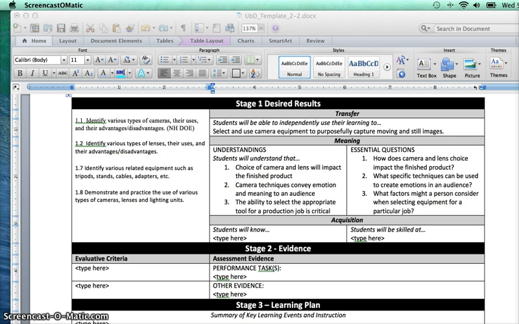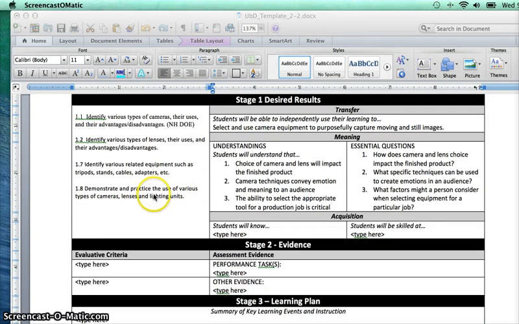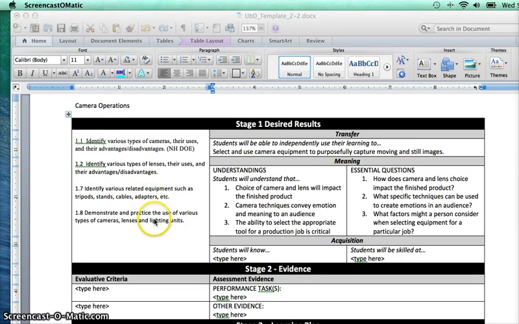After we got done yesterday, I went through and looked at my competency list again, and I found another competency, 1.8, demonstrate and practice the use of various types of cameras, lenses, and lighting units, that I thought also informed this particular unit on camera operations. Now, the idea about lighting units does not specifically, in my opinion, work well in this unit. So I'm going to include it in here, even though I'm not going to touch on all the elements of this knowledge standard. But I am hitting on at least 3/4 of them here.